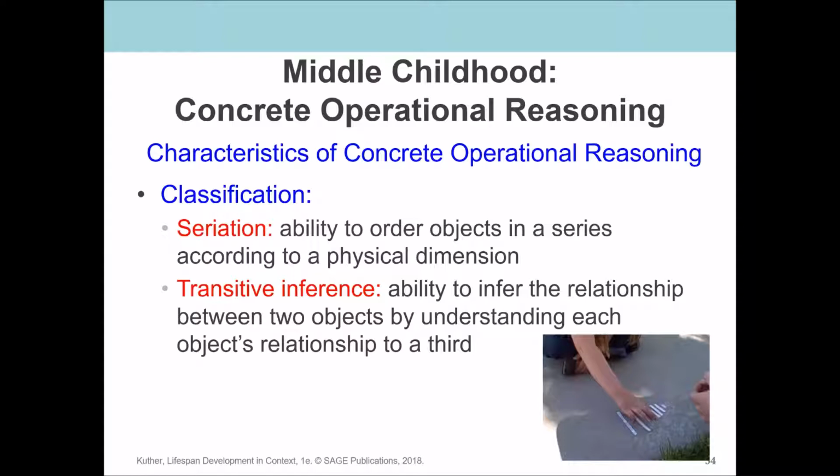They also understand transitive inference, the ability to infer the relationship between two objects by understanding a third object. So, for example, if Sally is taller than Tommy, and Tommy is taller than Susie, then Sally is also taller than Susie, that type of transitive inference.